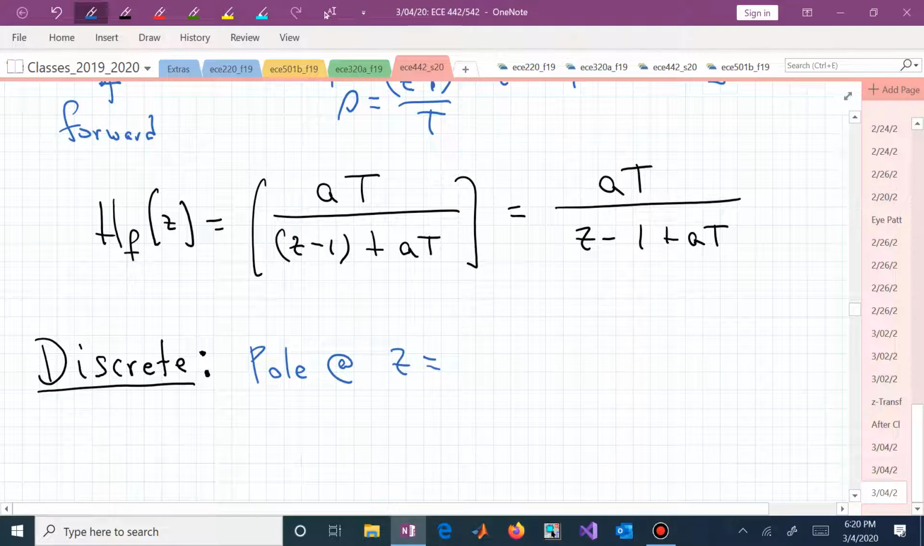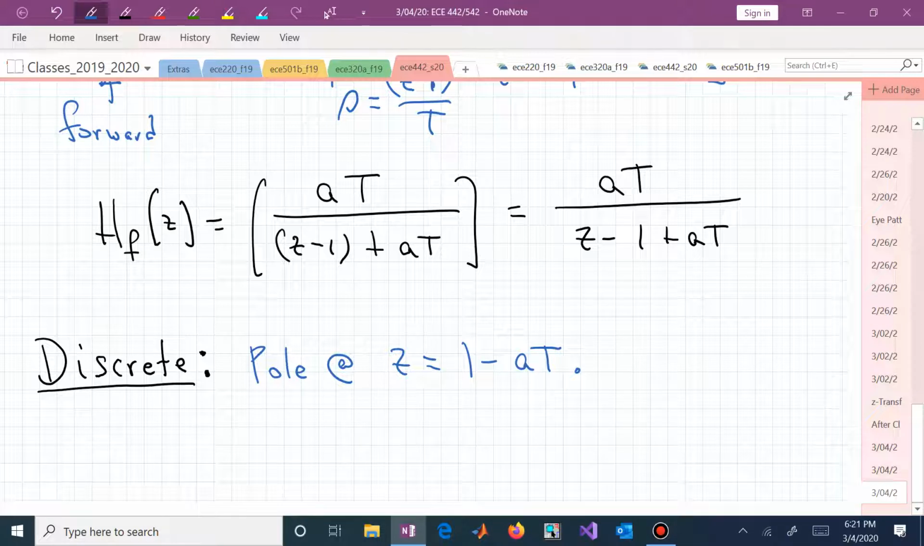We set that denominator equal to 0 and solve for z. z is now equal to 1 minus AT. Does that make you feel good? No? Oh, wrong answer. Why am I asking that question? Where is that pole located?